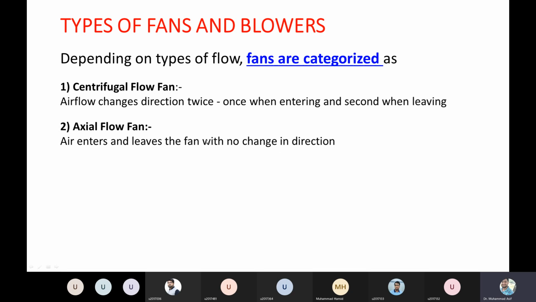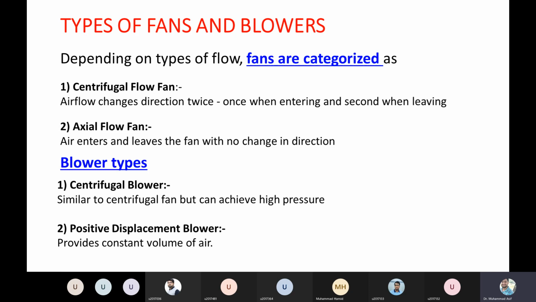I mean, there is no change of the air direction when it moves through a fan. Those are called the axial flow fan. Similarly, the blowers are of two types. One is the centrifugal flow and another one is the positive displacement blower. Centrifugal blower and the centrifugal fan are likely the same thing. The only difference is the pressure they have created, whereas the positive displacement blowers are those blowers that provide constant volume of the air.